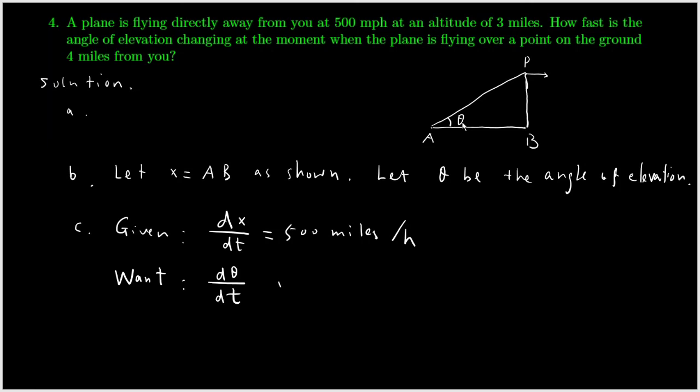When you look at the question, we are looking for the rate of change of theta at the moment when the plane is flying over a point on the ground 4 miles away from you. When the x value is equal to 4, we're using x to denote AB, right? When x is equal to 4 miles. So we're done with step C.